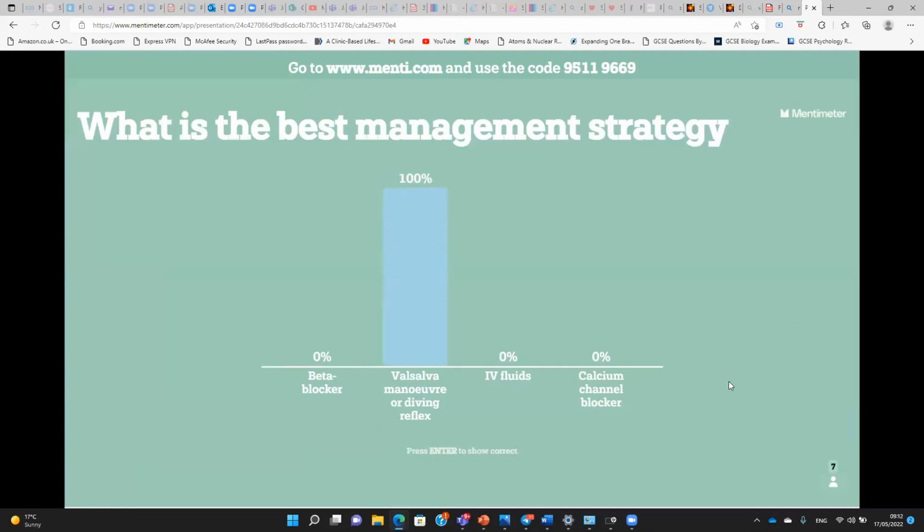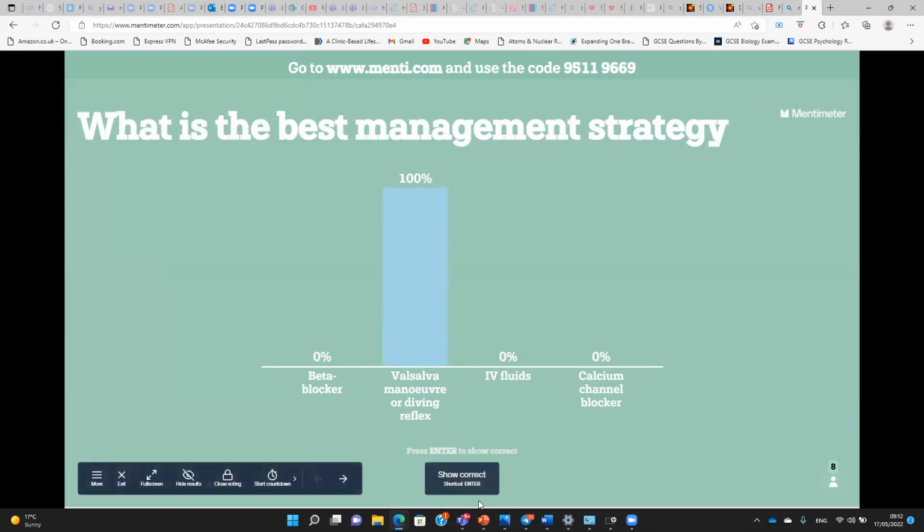So as you all answered, the correct answer is Valsalva maneuver or diving reflex.